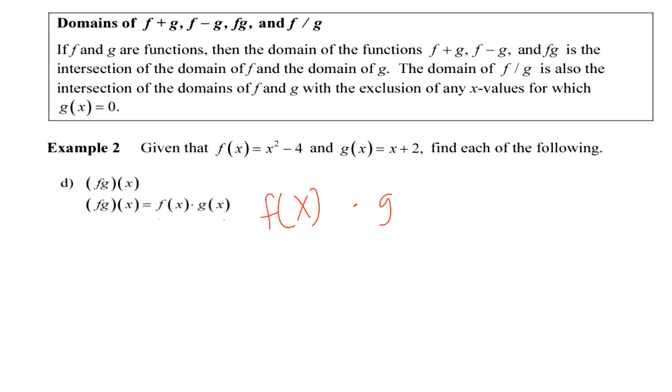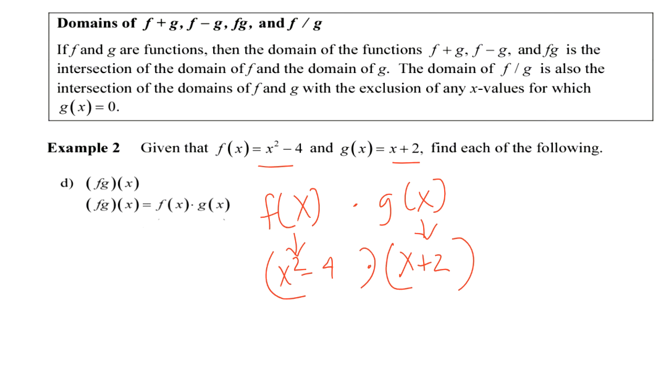Make it a little bit bigger. So f of x times g of x, so everything after the equal sign, x squared minus 4 times x plus 2, put parentheses. I can't erase this, so it's going like that. So now I have everything in F, everything in G, and I need to multiply.